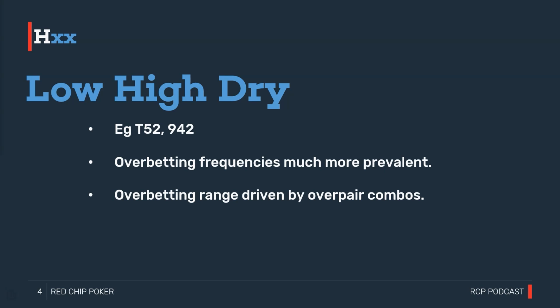So if we take something like 9-4 deuce and imagine we hold pocket 10s, we could perhaps describe that pocket 10s as a vulnerable overpair. It's strong in the sense that it's an overpair, but it's vulnerable in the sense that we don't really want to allow our opponent to see any jack, queen, king, or ace on the turn. And as a result, overbet sizings are incentivized.